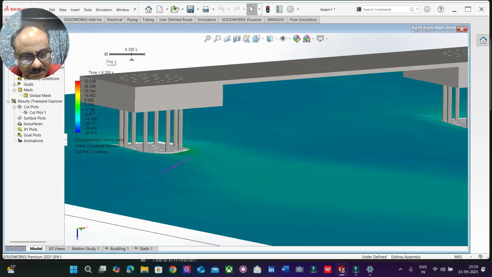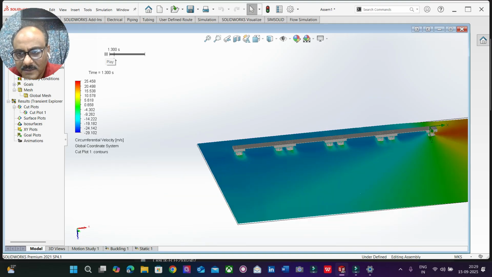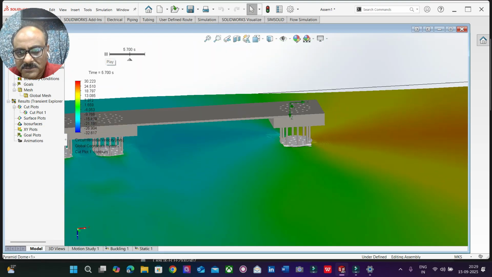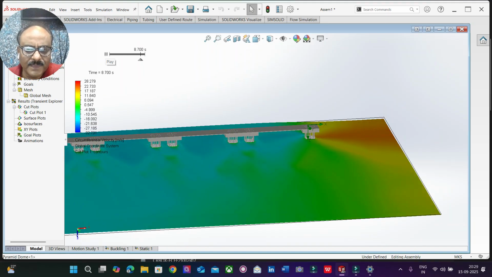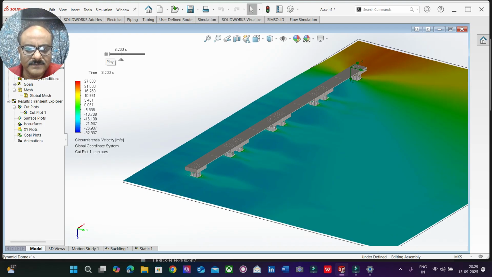So this is the zone, and this particular region has got a greater influence. This is how the circumferential velocities are calculated.